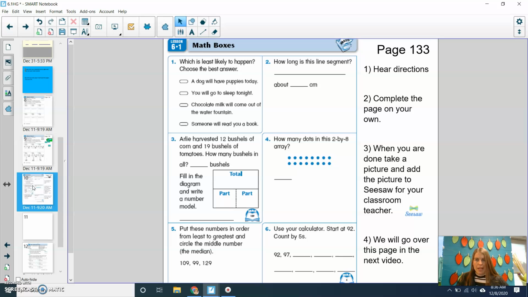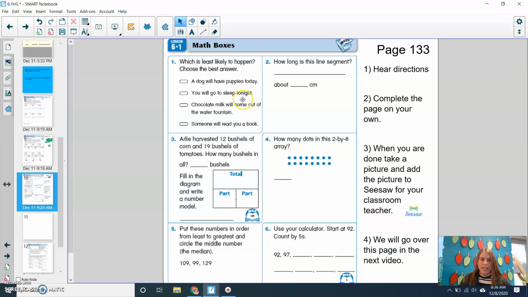So math boxes is page 133. I'm going to talk about the questions and then I'm going to ask that you complete the page on your own. When you're all done, take a picture and add it to Seesaw, and we will go over this page in our next video. So question 1, which is least likely to happen? Choose the best answer. So listen to the choices. A dog will have puppies today.